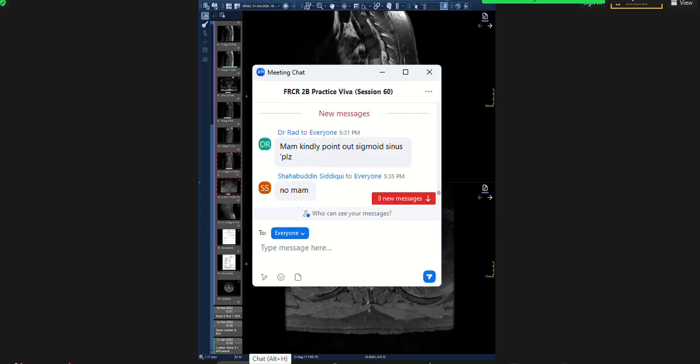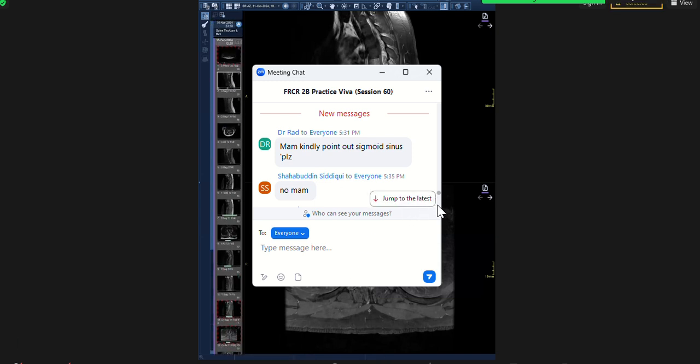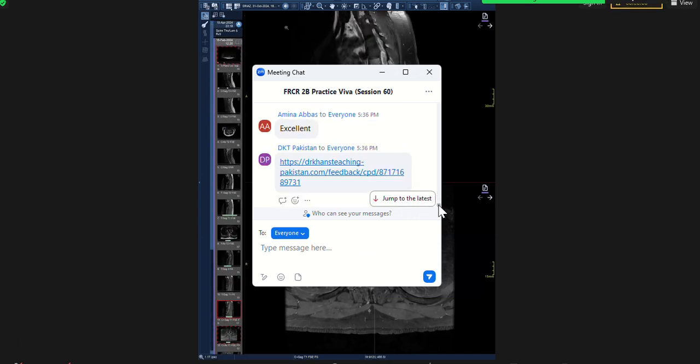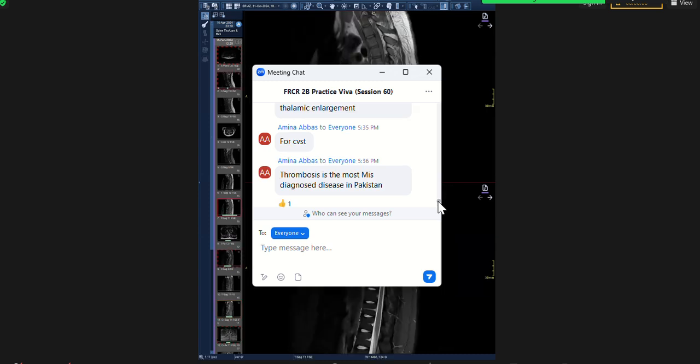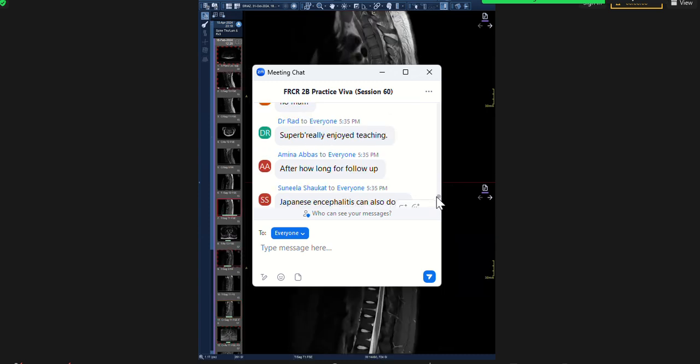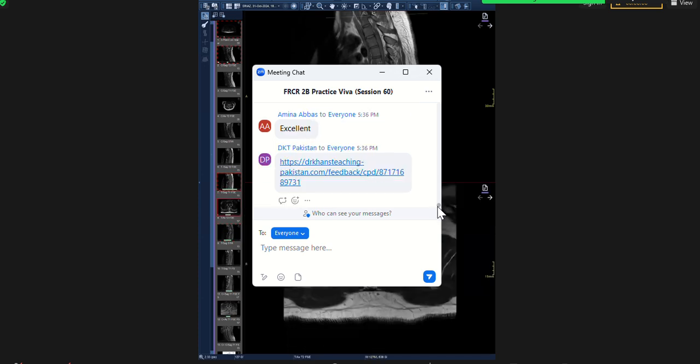Okay. So your diagnosis is absolutely very nice. It is a hemangioma, but what kind of hemangioma is this? There's a name for it.